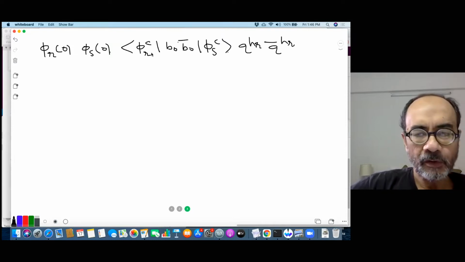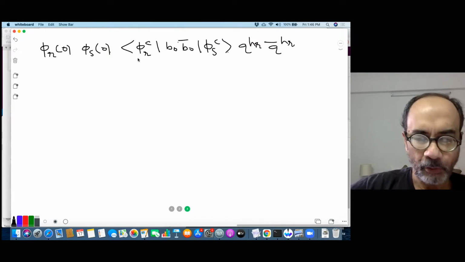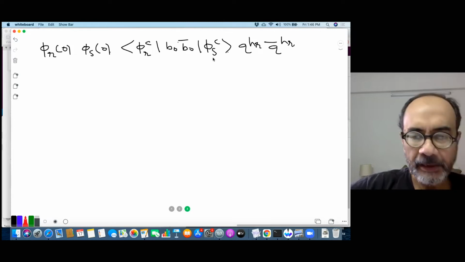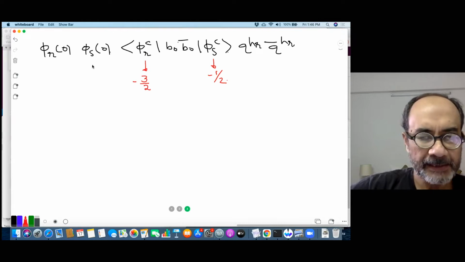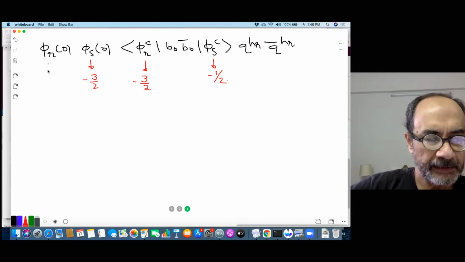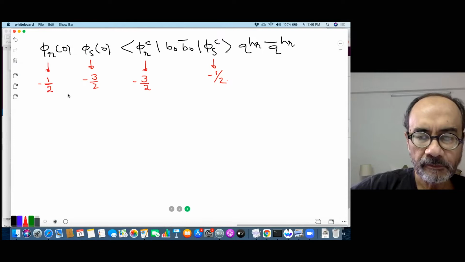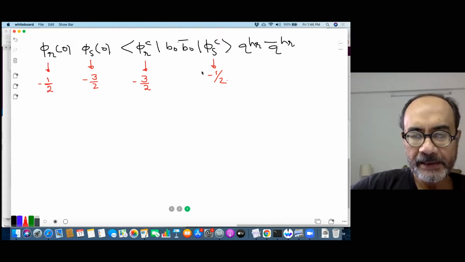So now, total ghost number here has to add up to minus 2. Sorry, total picture number. So if you take this to be in the minus half picture, then this must be in the minus 3 half picture. If this is minus half, then that means this must be minus 3 half, and this is minus half.